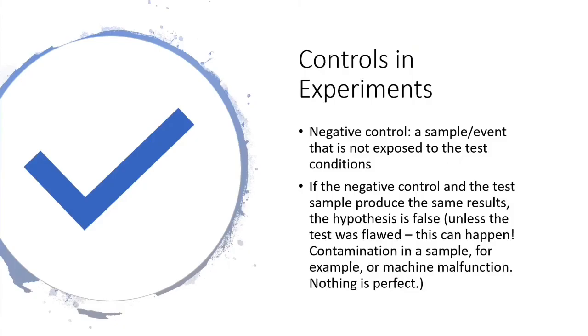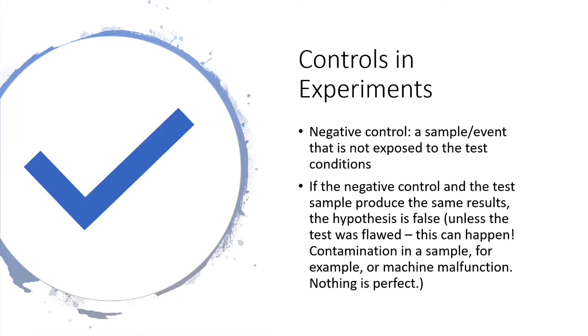All right, controls in experiments. So these are very, very important. The entire point of the scientific method is to design a good experiment, so that you can very confidently accept or reject your hypothesis. And if you don't have these controls, you really don't have a good experiment. So a negative control is a sample or an event that is not exposed to the test conditions.